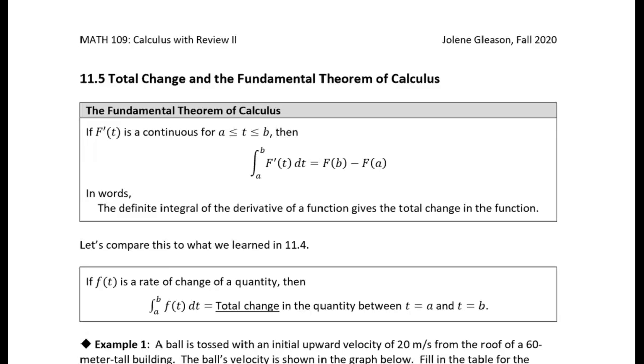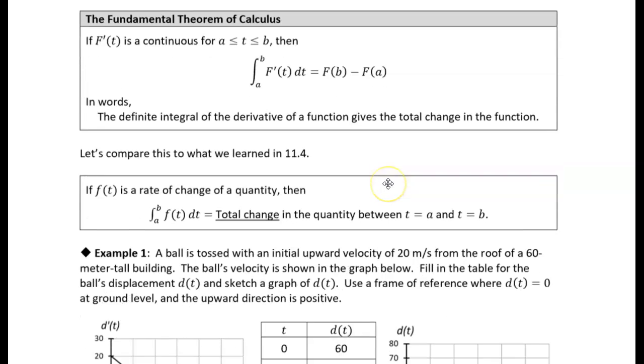Then the integral of the f prime function, this derivative function, which is a rate of change function, is the difference between the value of the original function at b minus the value of the function at a. Okay, so we're integrating a derivative and we get the total change in the original function. Like I said, there's not a lot new here. It's kind of the same idea as we covered in the last section, just presented a little more formally.